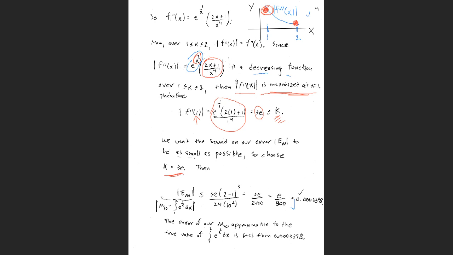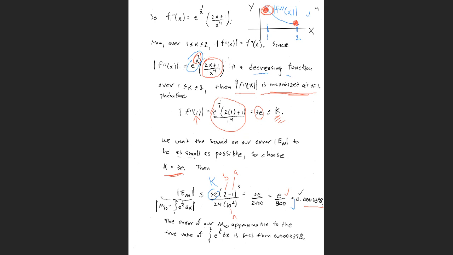So now I'm going to put in my value of k here. And then again, b is equal to 2, a is equal to 1, n is equal to 10, and we're going to end up getting e over 800, which reduces to 0.0003398.